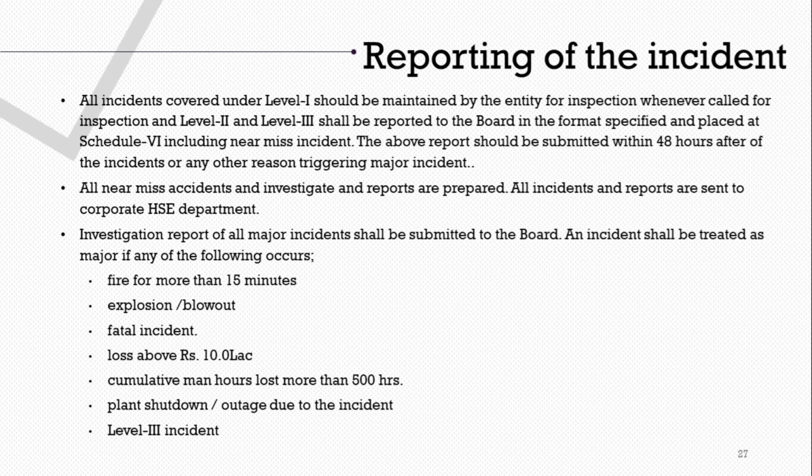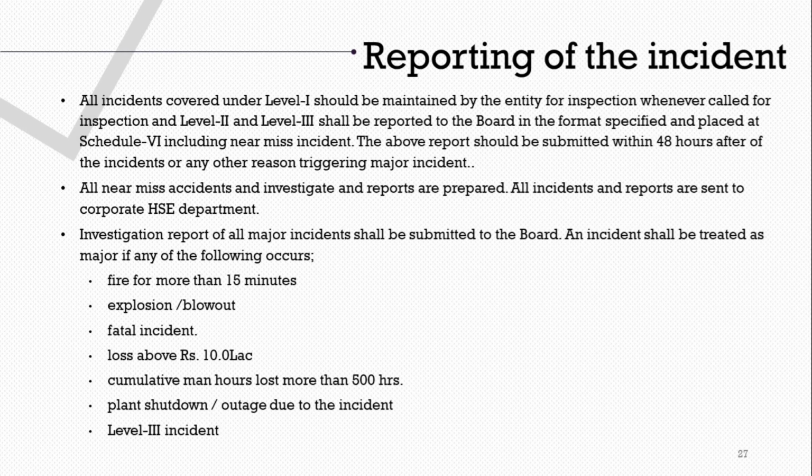As mentioned above, incidents are divided into three levels: level 1, level 2, and level 3. Level 1 should be maintained by the entity for inspection, and whenever an inspection comes, we have to inform them. Level 2 and level 3 shall be reported to the board in the specified format placed at schedule 6, including near miss incidents. The report should be submitted within 48 hours after the incident or any other reason triggering a major incident.